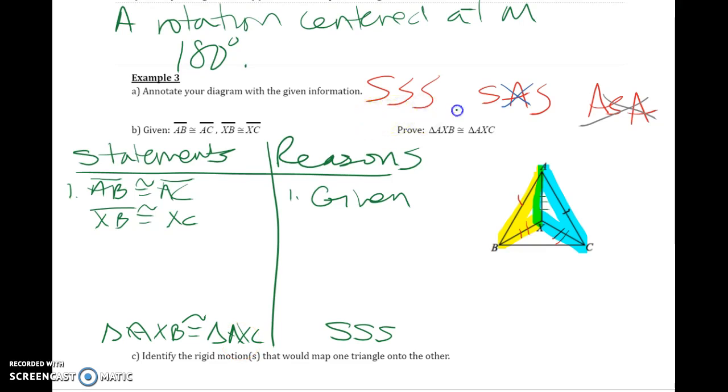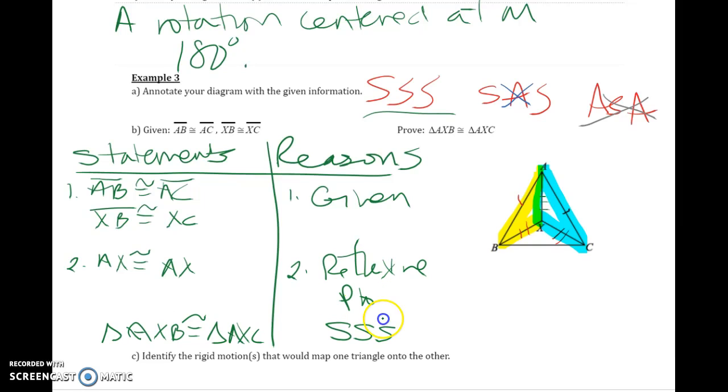And I already know what method I'm going to be using here, so I can fill that in without actually numbering it. So they gave me two sides. I need the third side. And we said that AX is congruent to itself and part of both triangles. So that is reflexive property. And so my final statement, now that I have all three sides, is that the two triangles are congruent.